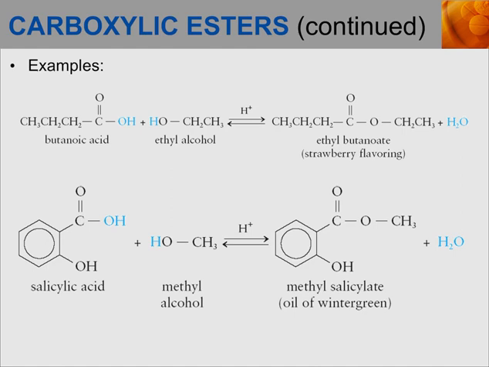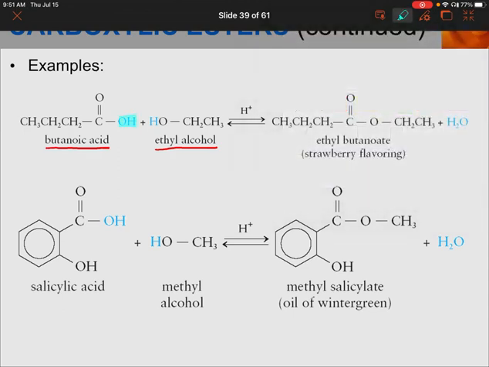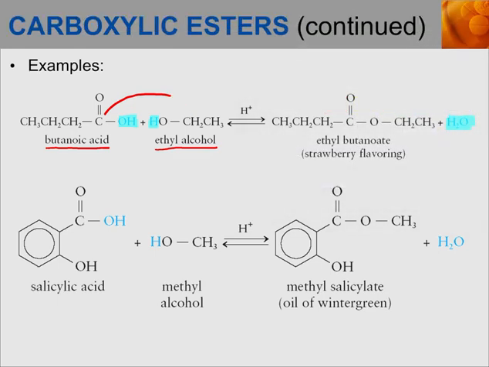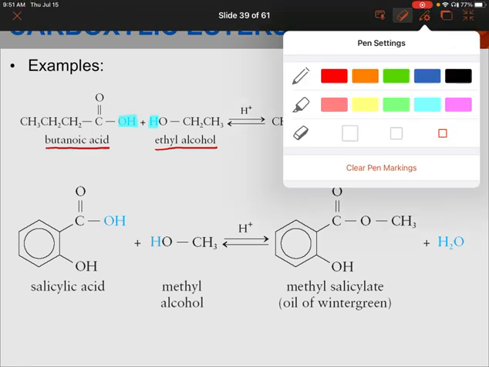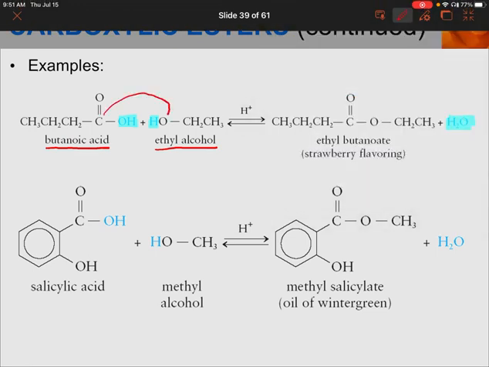So for example, if we combine butanoic acid, so there's 4 carbons in the chain, and then we've got our carboxylic acid on the end. If we combine that with ethanol or ethyl alcohol, again, we'll form a water molecule. And then the other 2 components that are left over, those are going to team up. Oh, whoops. I meant to draw that to the oxygen, not the carbon. There we go. Those are going to team up, and they're going to create something called ethyl butanoate.